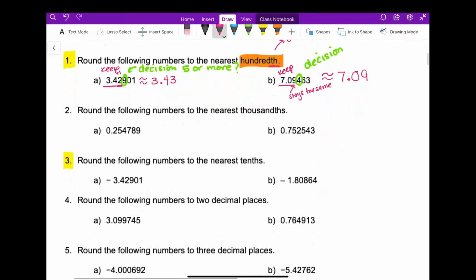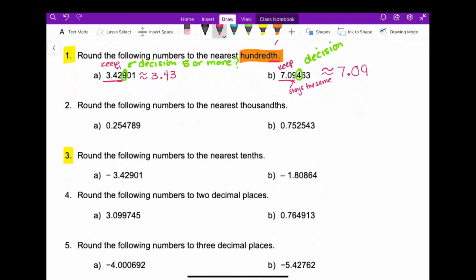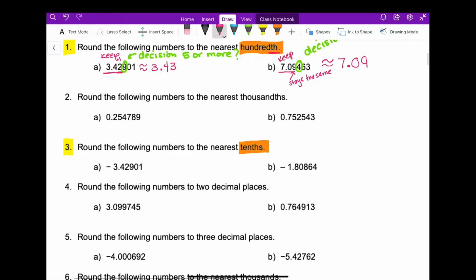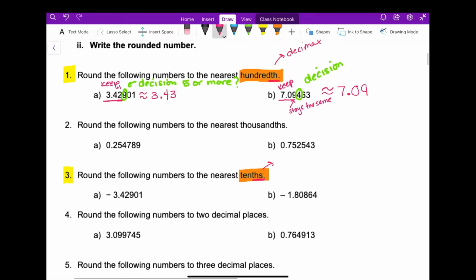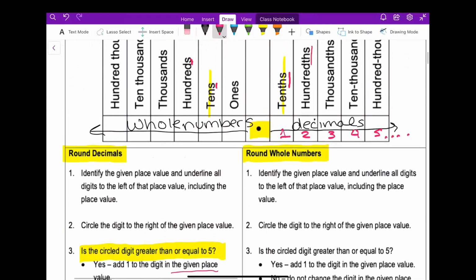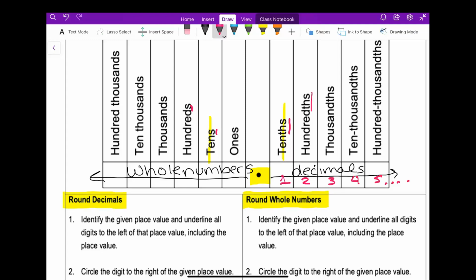Let's try another decimal place. Let's look at number 3. Round the following number to the nearest tenths. How do I know that this is a decimal or a whole number? I'm looking at the ending, and this is THS. Therefore, it is a decimal. So I recall my table on the previous page, and I think about my values, and this is going to be the tenths, which is 1 place value after the decimal.